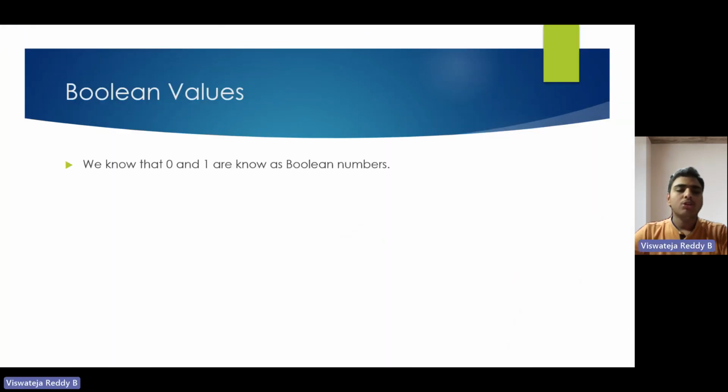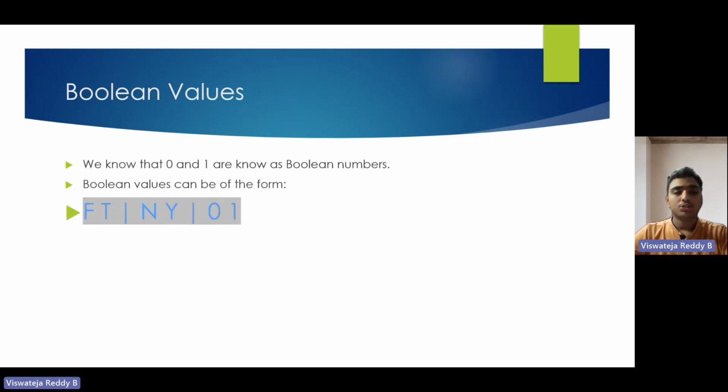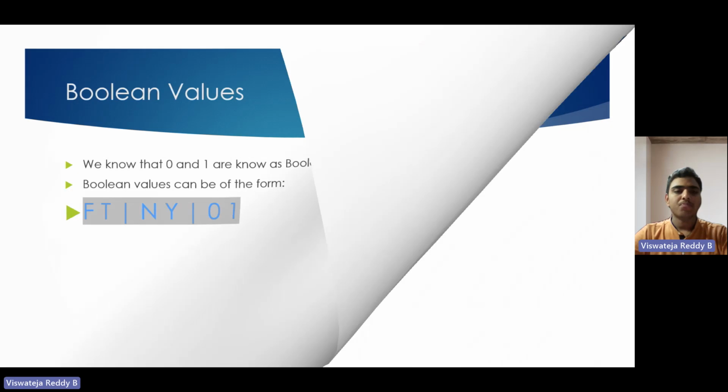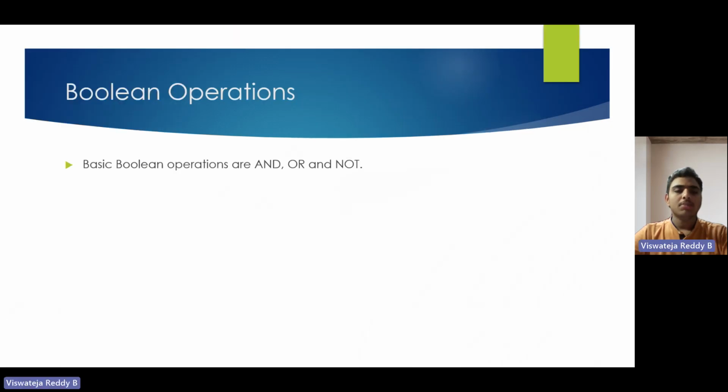Now, Boolean values. We know that 0 and 1 are known as Boolean numbers. Boolean values can be of the form F or T, that is false, true, or 0 and 1. Basically, false is represented as 0, true is represented as 1. Boolean operations: the basic Boolean operations are and, or, and not. Apart from these, we have many other Boolean operations like NAND, NOR, XOR, etc. But today we are going to discuss and, or, not in detail.